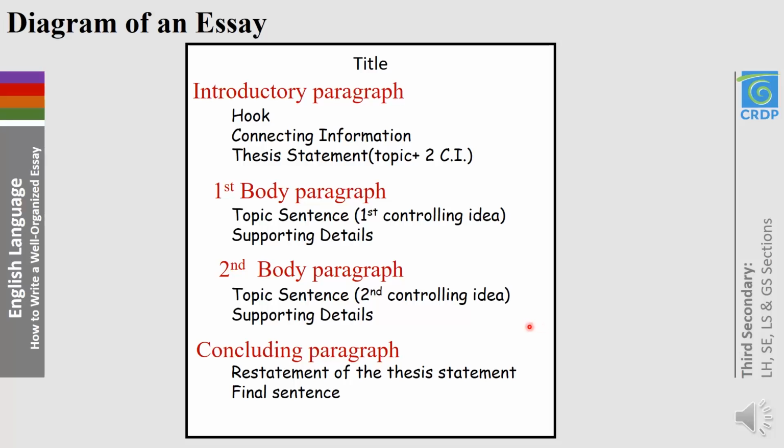The second body paragraph has a topic sentence and supporting details. There could be a third body paragraph. At the end we have the conclusion. In the concluding paragraph we have a restatement of the thesis statement and a final sentence.